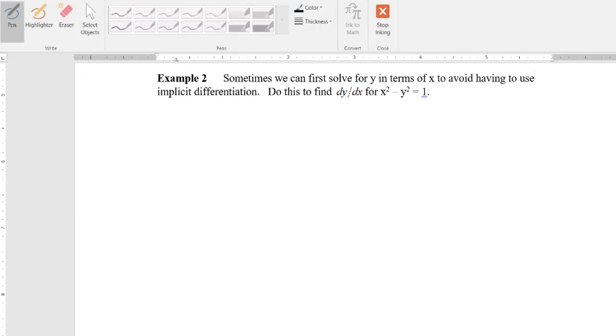Let's do this one here. Just one more example here, a quick one. So sometimes we can solve for y in terms of x, and you can sometimes avoid that. So let's do that here. Let's see, that'll be y squared is equal to x squared minus 1. So y is equal to plus or minus the square root of x squared minus 1.